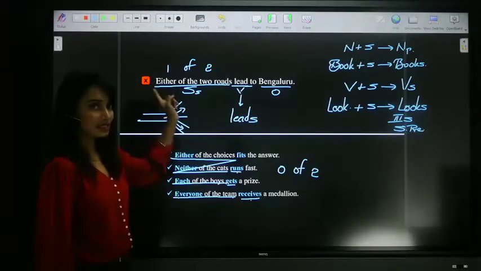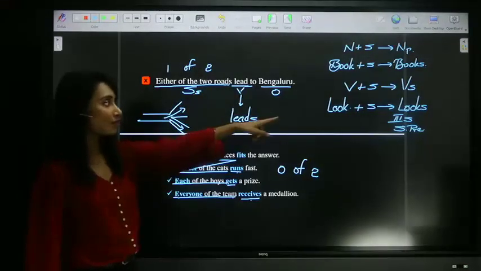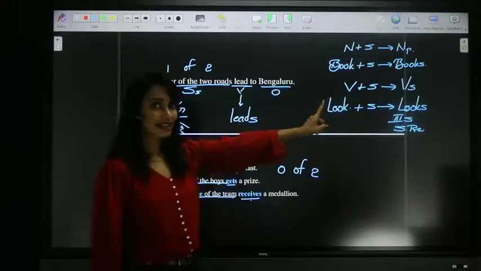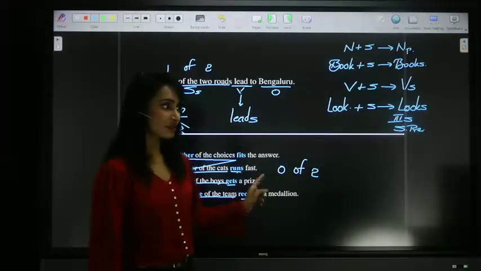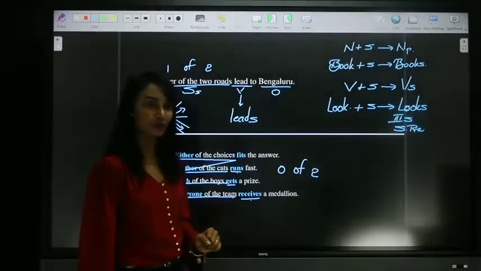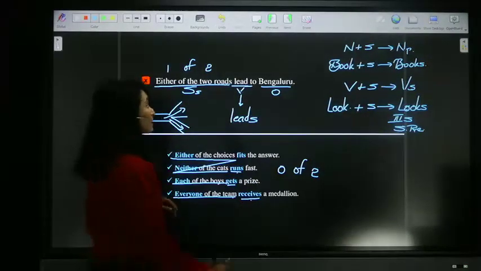A singular subject requires a singular verb. Singular verbs generally end with the letter s in simple present tense. So I hope it is clear. If anyone has any doubts, please let me know. So now let's move on to the next.